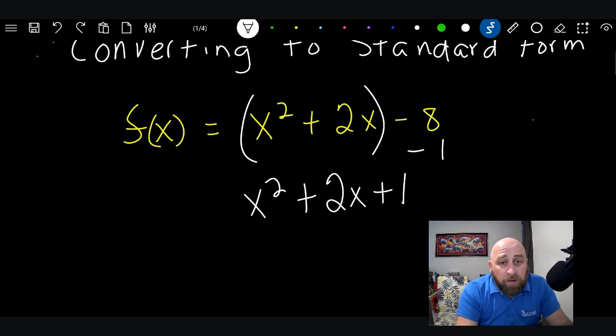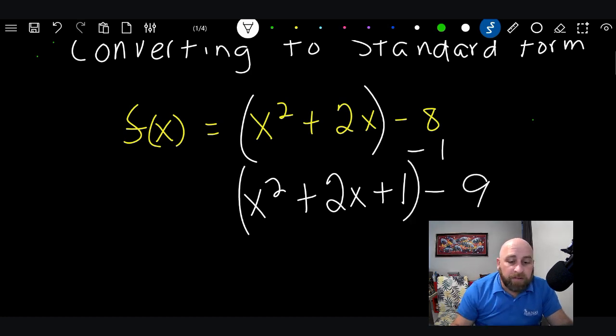So however you want to look at that is fine. But then we would end up with a negative 9 over here. Keep that in parentheses right there. We're keeping that in parentheses for a reason. Why are we doing this? Because we're trying to put it into standard form.